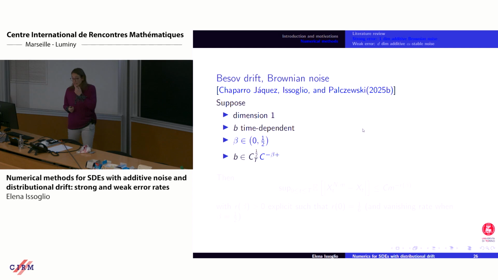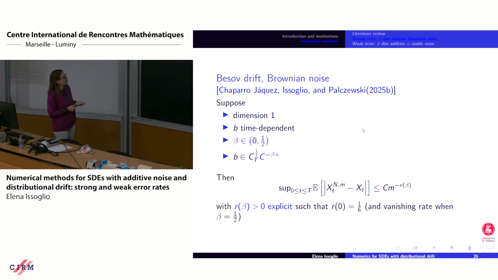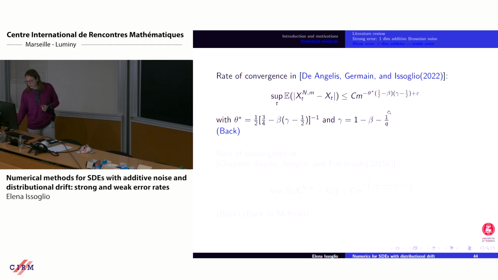Okay. And then the other paper, which deals with the Besov drift, it's very, very similar. So similar technique. All the spaces were different, but the techniques were the same, and the rate also is the same. This R is, in fact, exactly.